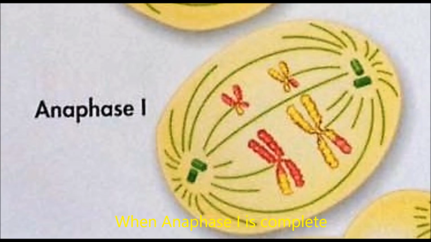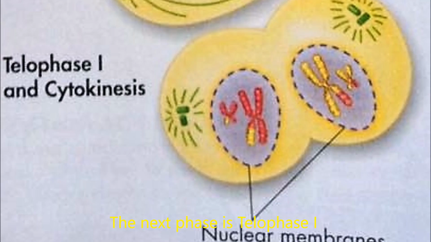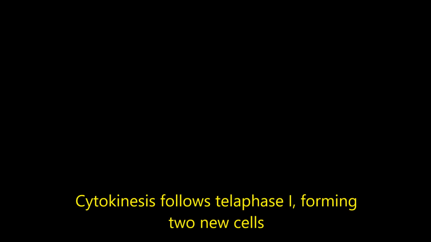When anaphase 1 is complete, the separated chromosomes cluster at opposite ends of the cell. The next phase is telophase 1, in which a nuclear membrane forms around each cluster of chromosomes. Cytokinesis follows telophase 1, forming two new cells.